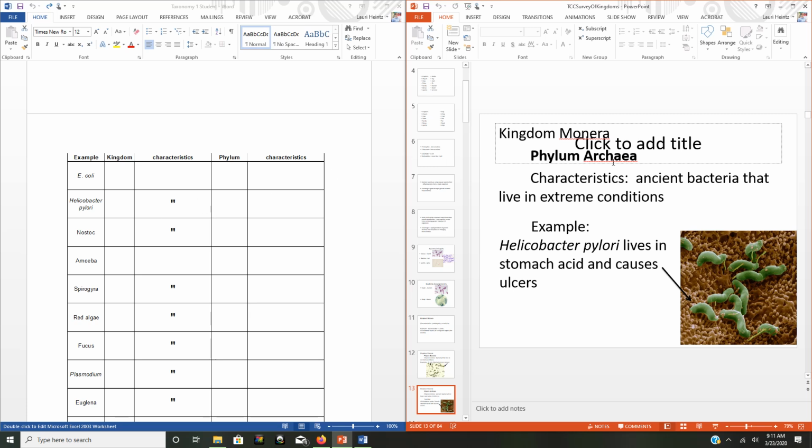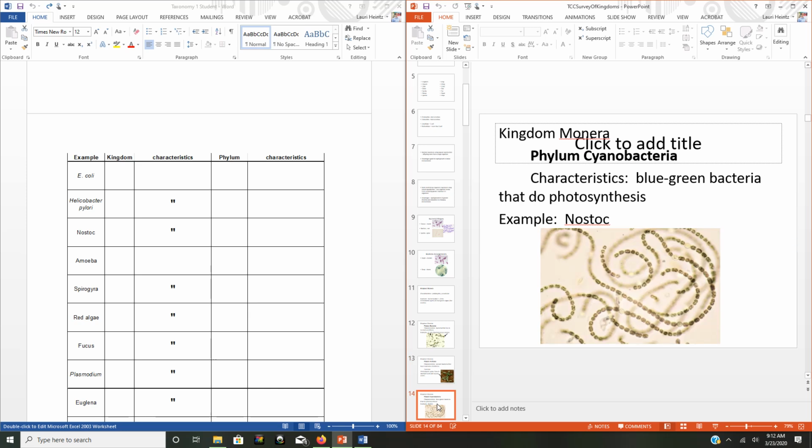So phylum Archaea, this is actually a domain in the real world, but they want you to call it a phylum. The characteristics that you're putting into this box right here is they live in extreme environments. So places that are really salty, really acidic, really basic, really hot, really cold, places where we didn't think things could live. This is where the Archaeans are actually going to live.